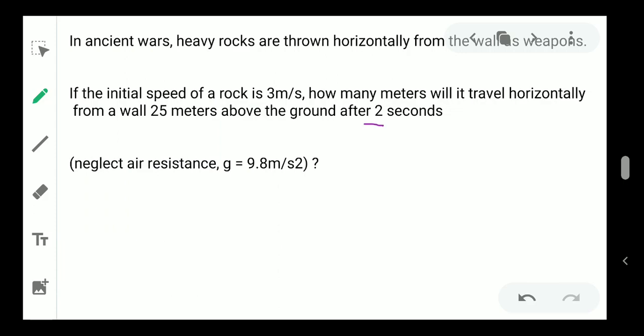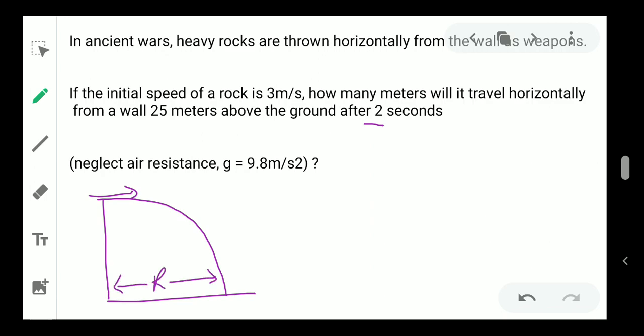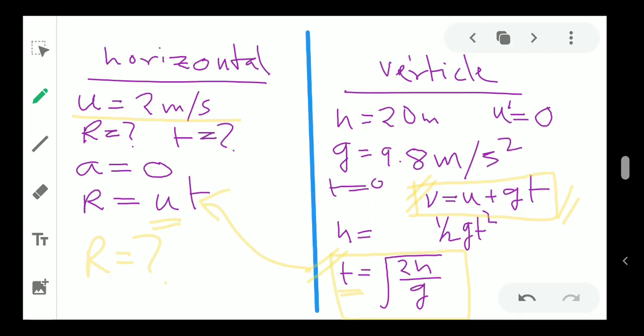So what I will do, again I will just draw it. The ball is going, that means the stone is going and dropping like this. I have to find out this range, where I am given this height for my vertical motion, and I am also given the velocity, that is 3 meter per second. The g value is also given to me, and the time is also given to me. You can see one thing, if the time is not given, we can find out the time using that method.